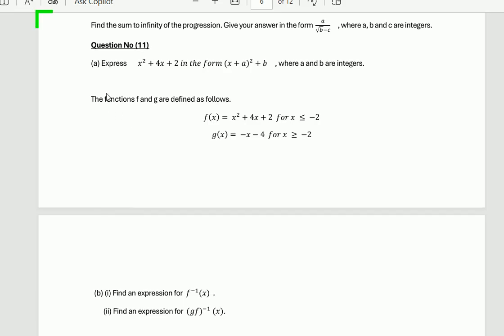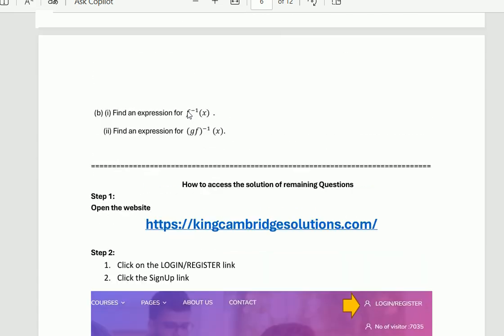The last question is question number 11. Express x squared plus 4x plus 2 in the form (x plus a) whole squared plus b, where a, b, c are constants. The functions f and g are defined as f of x equals x squared plus 4x plus 2 for x less than or equal to minus 2, and g of x equals minus x minus 4 for x greater than or equal to minus 2.